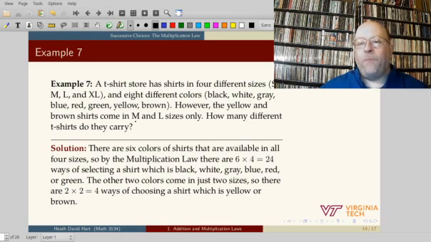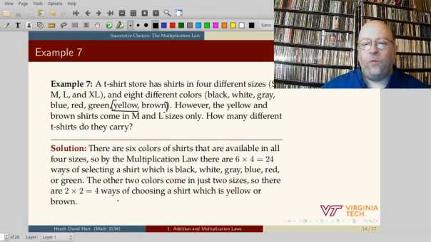So the choices are not independent of each other. But if we separate out the 2 special cases, the yellow and brown shirt, then we get 2 different sets of outcomes. So 6 colors of shirts are available in all 4 sizes, and so any cell in the 6x4 table is possible. We could choose 24 shirts that are black, white, gray, red, blue, or green. Yellow and brown only come in 2 sizes, so that forms a smaller table that only has 2 columns and 2 rows, and there are 4 ways of choosing a shirt which is yellow or brown.